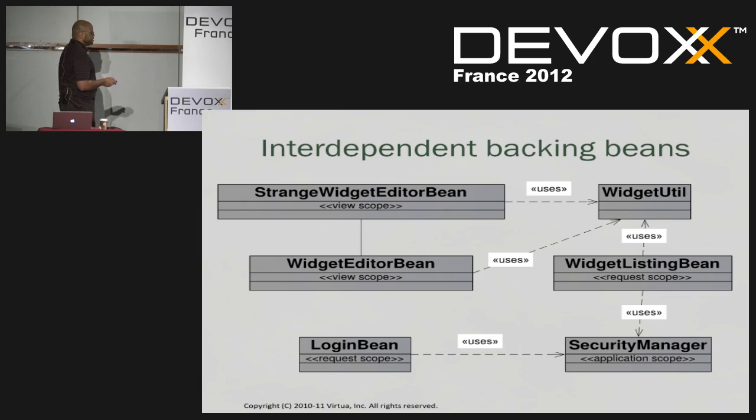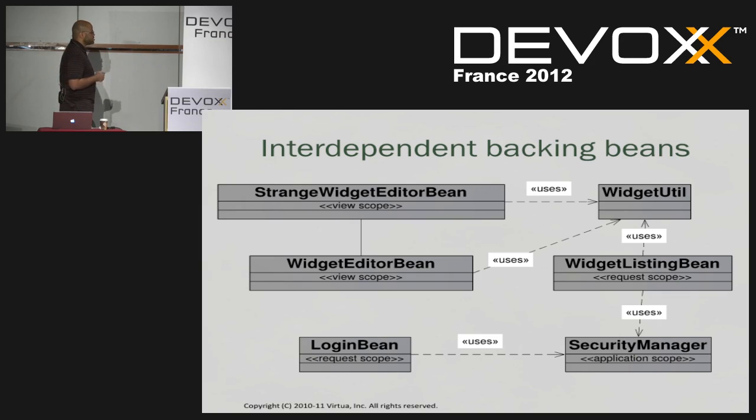And the widget listing bean uses the security manager, which is some sort of application scoped object which just has security methods. Okay. And also the login bean uses that as well. Okay. So we've now factored out the functionality that was all in the login bean to be in the security manager. And we factored out the common functionality for the widget objects into the widget util class. Okay. So this way, things are a lot easier to maintain, and the backing beans still have that strong contract so that they're supposed to talk directly to the views. Okay.